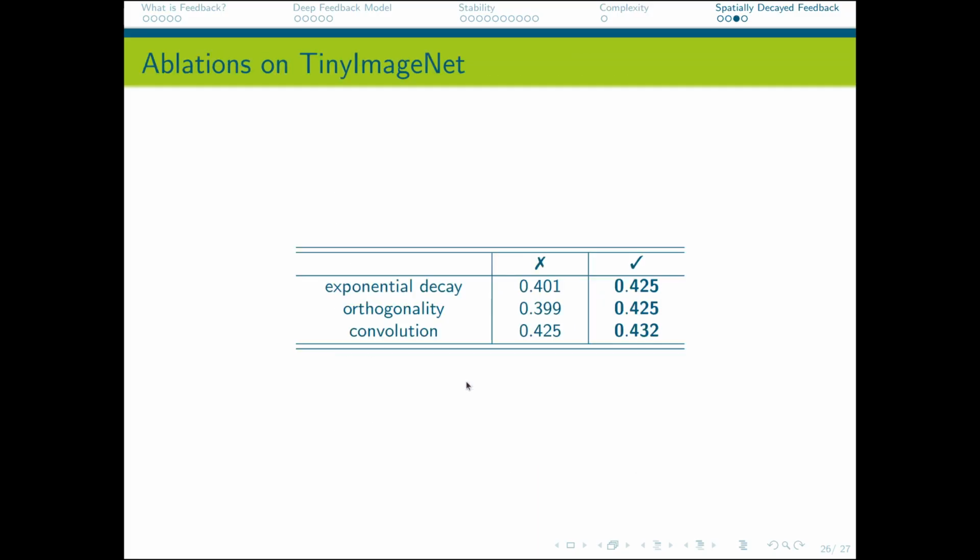And finally, we made an ablation study where we saw the impact of each component that we proposed on the tiny ImageNet. And you can see that for all of the components that we proposed, exponential decay, orthogonality, and the convolution that we just introduced now, it benefits the performance of the model.